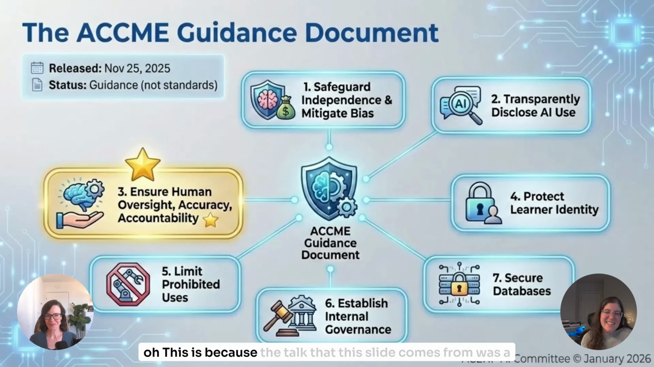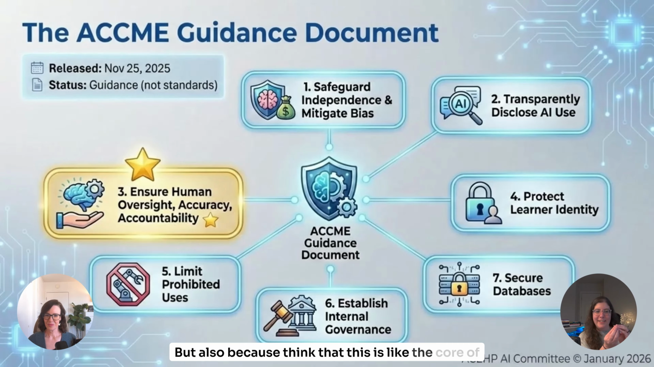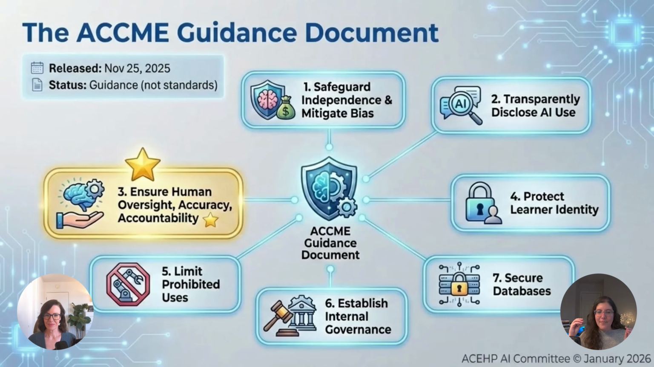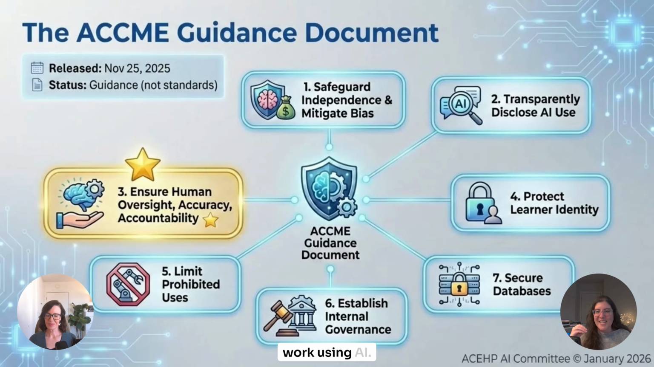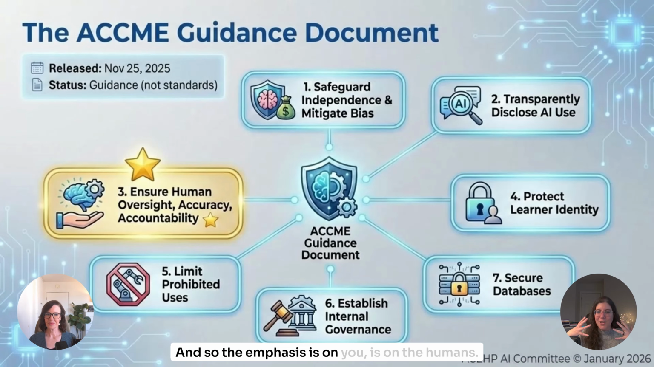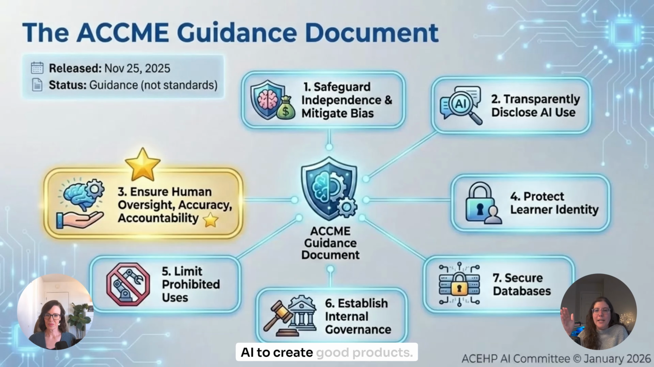Oh, this is because the talk that this slide comes from was a talk about the importance of human review when using AI, but also because I think that this is the core of everything else. People seem to be thinking about AI as "AI will do the work for me." And I keep telling people that no, you will do the work using AI. So the emphasis is on the humans. How will humans use AI to create good products?